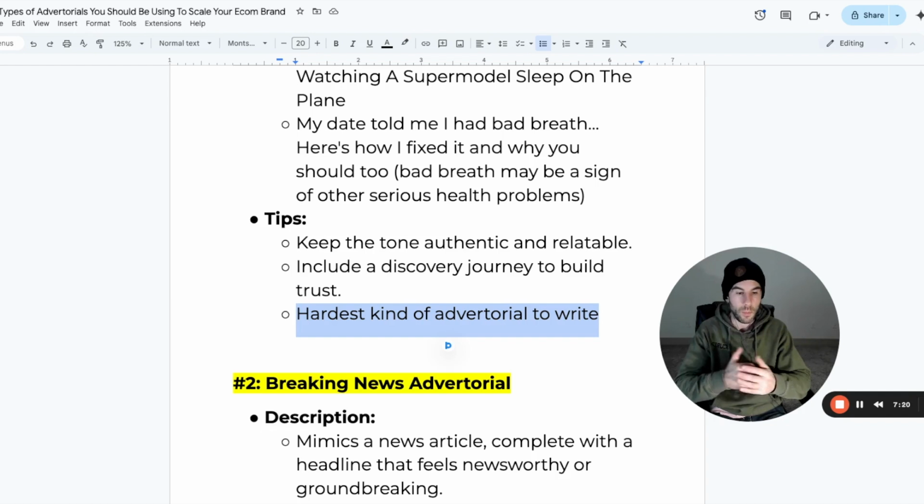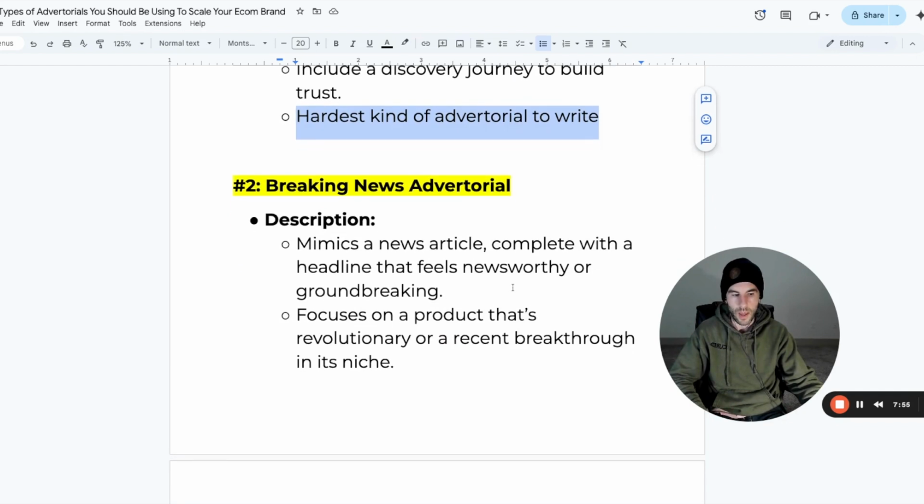So if you can learn to write personal story advertorials for your brand, and you do sell something that has more of an emotional pain point, then this is going to be a great kind of write. They're going to be longer, so when they're longer, you just have a lot more opportunity to lose the reader. But that is the personal story advertorial.